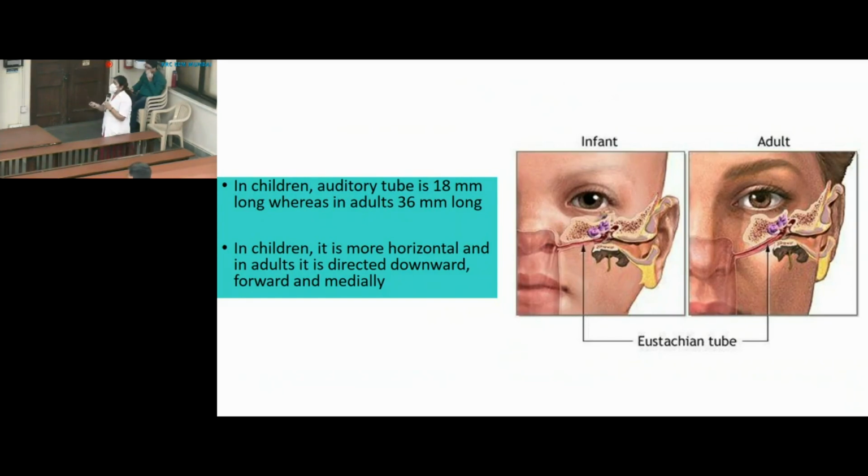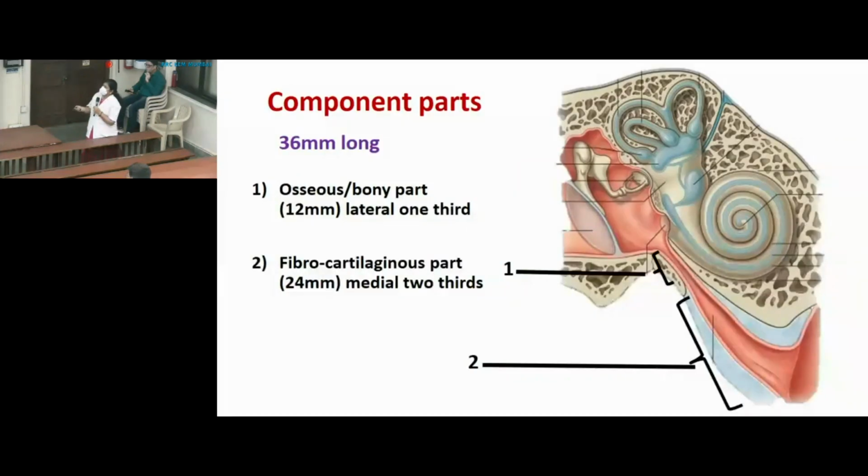Okay, so this point is very important. Here you can see horizontally placed auditory tube, and this is the direction of auditory tube in case of adults. Okay. So two components, osseous or bony part, fibrocartilaginous part, 12 millimeters, 24 millimeters. Okay. So here you can see it is beginning at the anterior wall of the middle ear cavity, passing downwards, forwards and medially. So this is bony part and this is fibrocartilaginous part. So there is medial lamina, there is lateral lamina, this is medial lamina, this is lateral lamina, and the lower part will be covered by the fibrous layer.